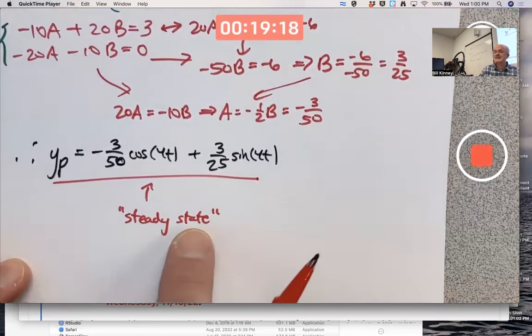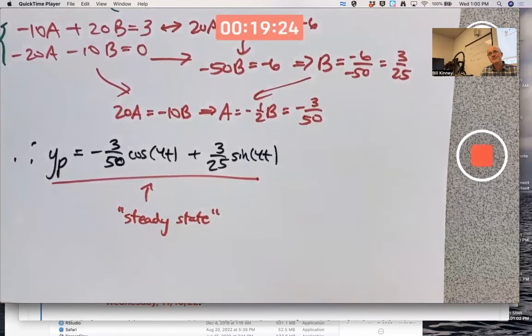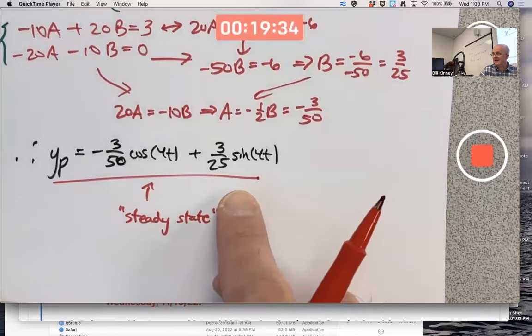It's called the steady state. It's different than an equilibrium solution, right? Equilibrium solutions are constant. They could be constant functions that other solutions approach. In that sense, they could be steady states, but they are constant functions. This is not an equilibrium solution. It's not a constant function.